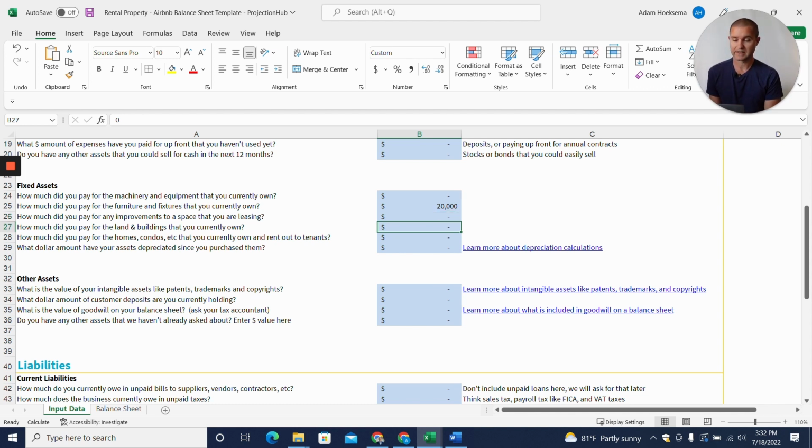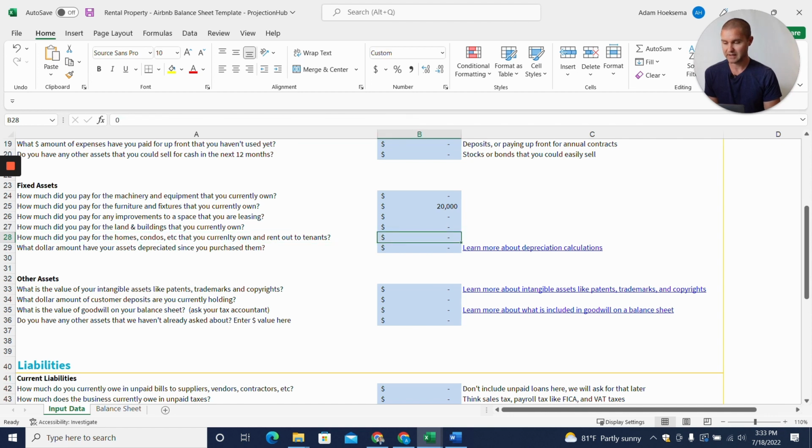Now, how much do you pay for land and buildings that you currently own? So this would be the rental properties or the Airbnb units. Let's say we've got 2 of them, and in total, they add up to $500,000. And actually, I should have looked one line farther. This is really a line for if you own an office building or maybe raw land that you plan to build on in the future. So we're going to leave that at 0.